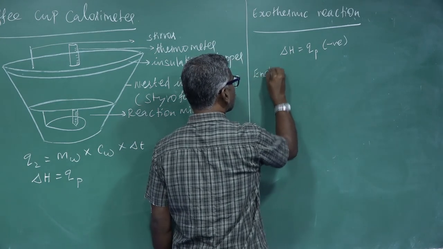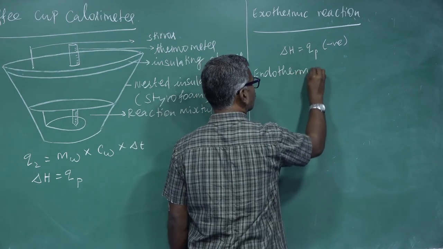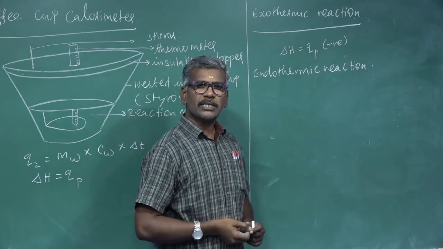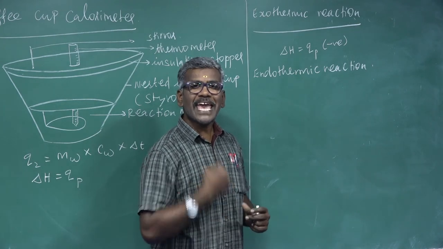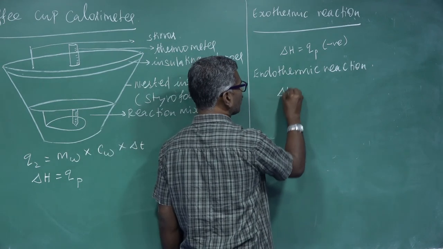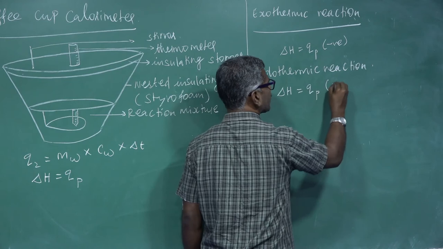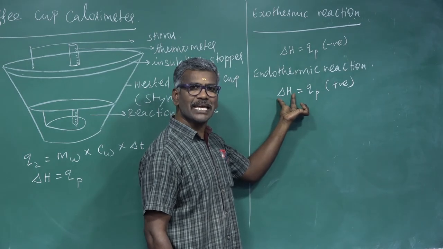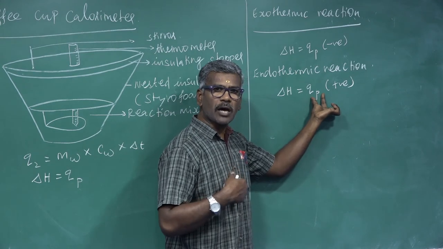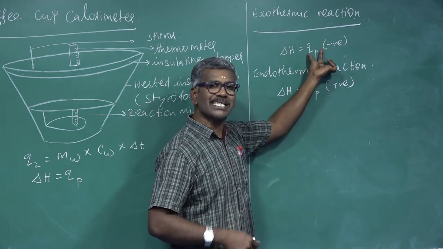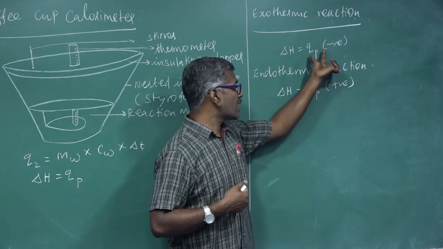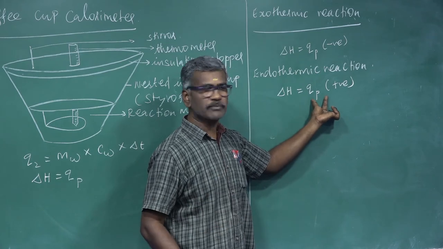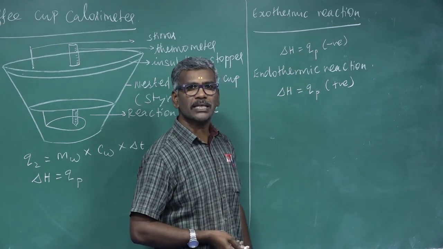Another one is the endothermic reaction. Here, endothermic means the amount of heat is absorbed and the system gains energy from the surroundings. So this equation becomes delta H equal to QP, which is positive. What is delta H? The change in enthalpy is equal to the amount of heat absorbed or released during the reaction. Here the heat energy is released, and here the heat energy is absorbed. Here the system loses energy to the surroundings, and here the system gains energy from the surroundings. These two equations are explained by the exothermic and endothermic reactions.